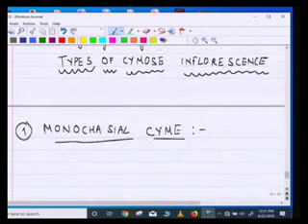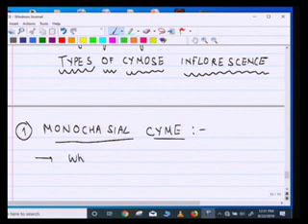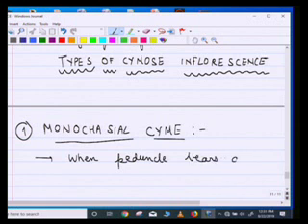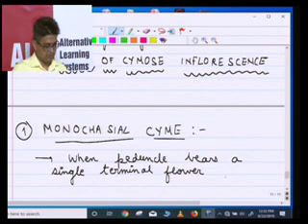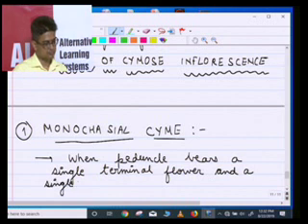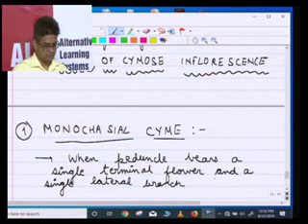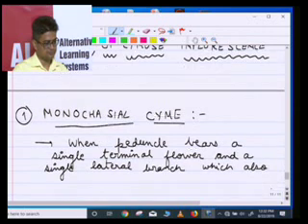You can say when the peduncle bears a single terminal flower and a single lateral branch, which also bears a single terminal flower.